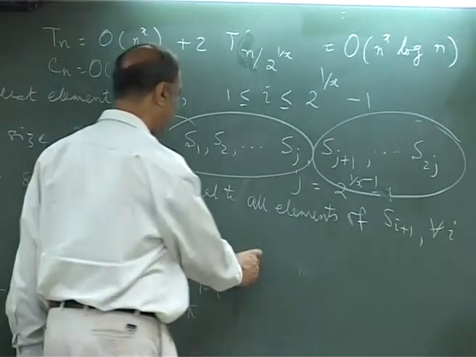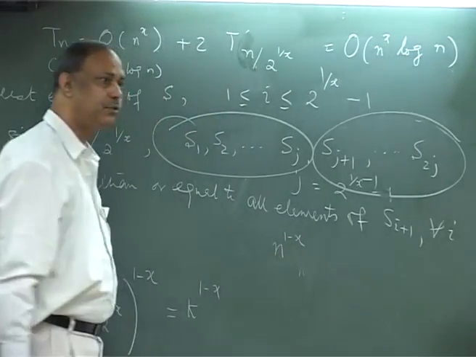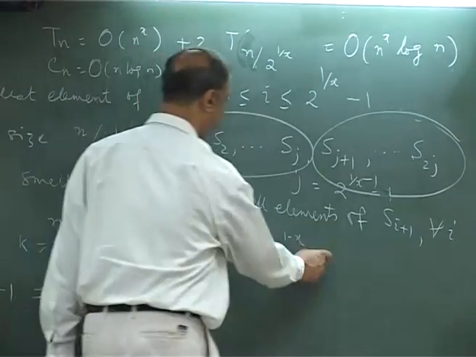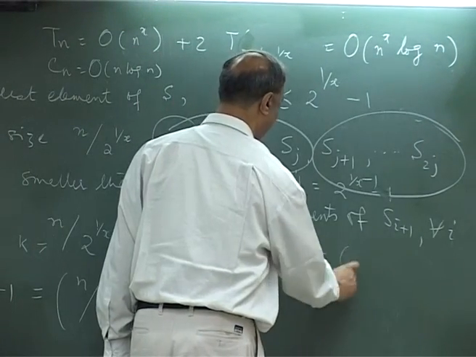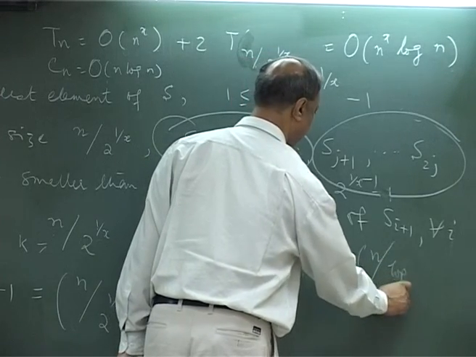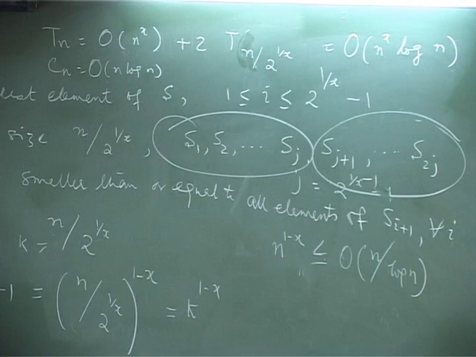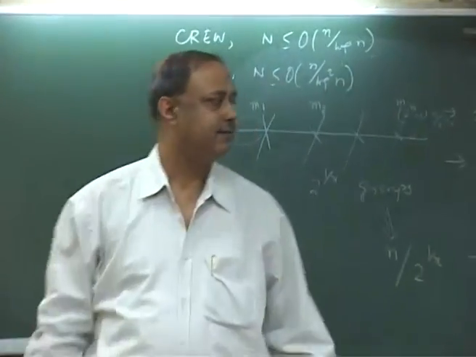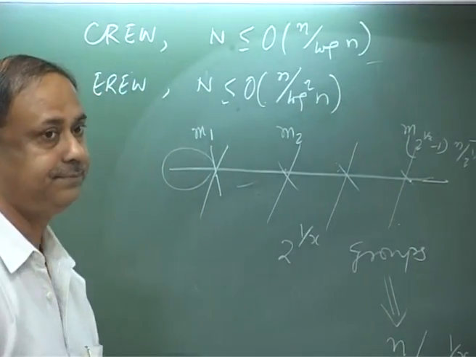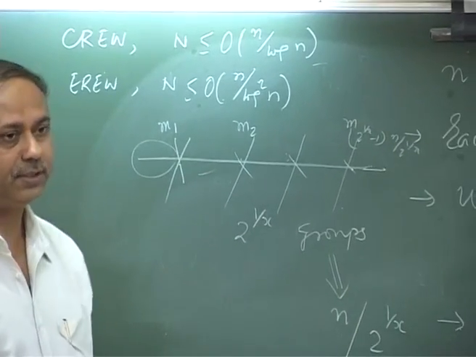Only, what is the constraint on the processors, n to the power 1 minus x? You must be able to write it in this form, which you can always find such that it is less than or equal to n by log n. So this becomes cost optimal on the EREW model even if the number of processors is less than or equal to n by log n, which is matching with the CREW model.